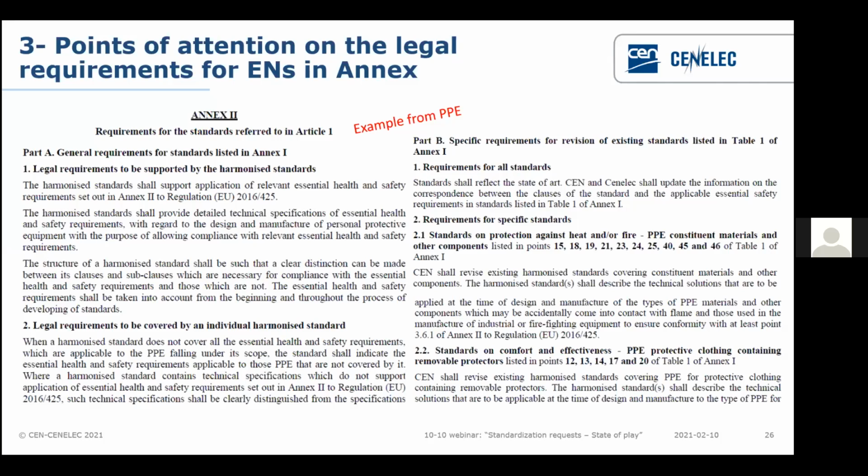In the next slide, I will show you the process for taking this element into account, because of course, these requirements will impact the capability of the technical committees to deliver the standards as expected by the European Commission.